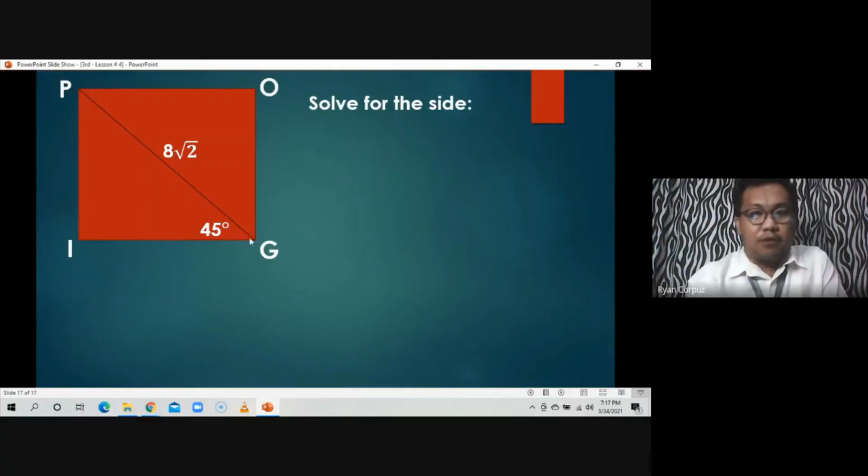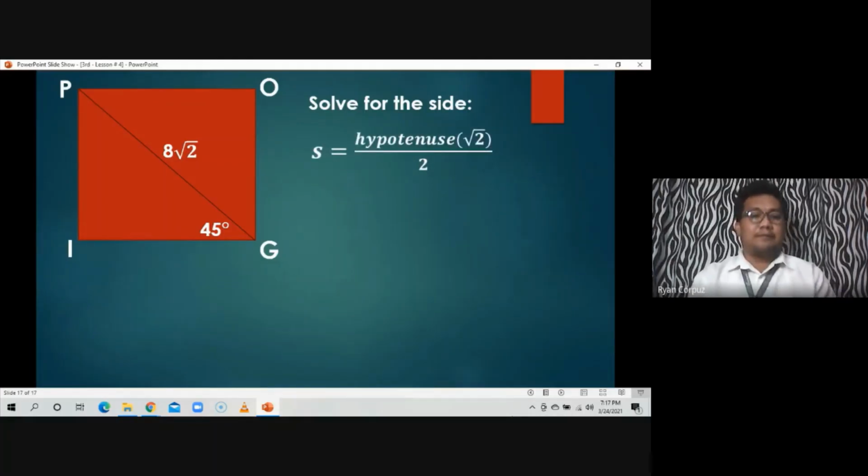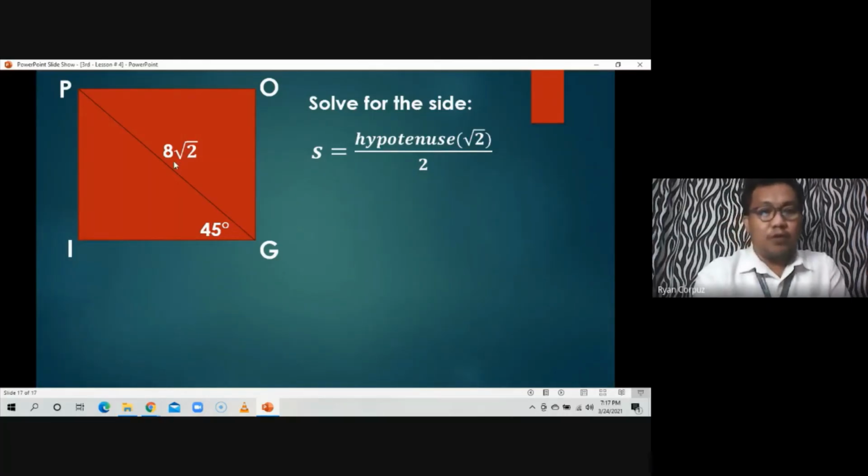Given the hypotenuse, we can find the measure of the leg. How? To find the leg, it's the hypotenuse times square root of 2 divided by 2. Or, given the hypotenuse, we can divide by 2 first, then multiply by square root of 2. We can do it that way. So that's the measure of the side.